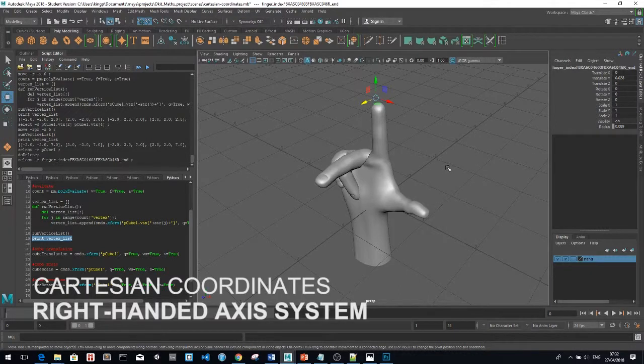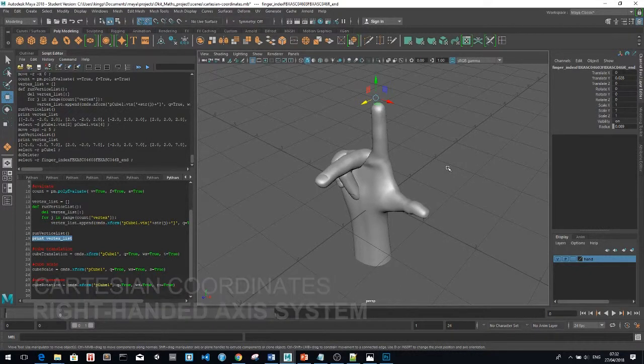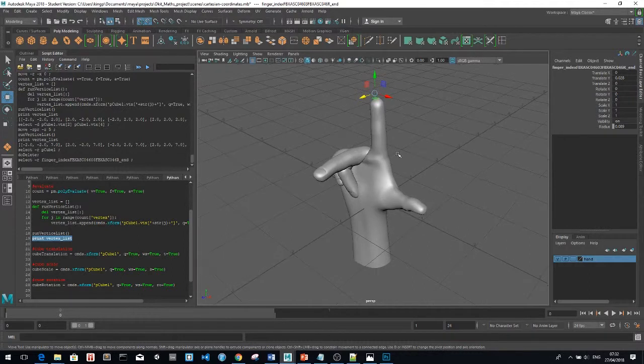3D space is represented with the x, y and z axes, and together in Maya they form what's called a right-handed coordinate system. So if we take a look at this model here, which is a right hand, the x position will be your thumb, the index will point at right angles in the direction of the y-axis, and your second finger will represent the z-axis.